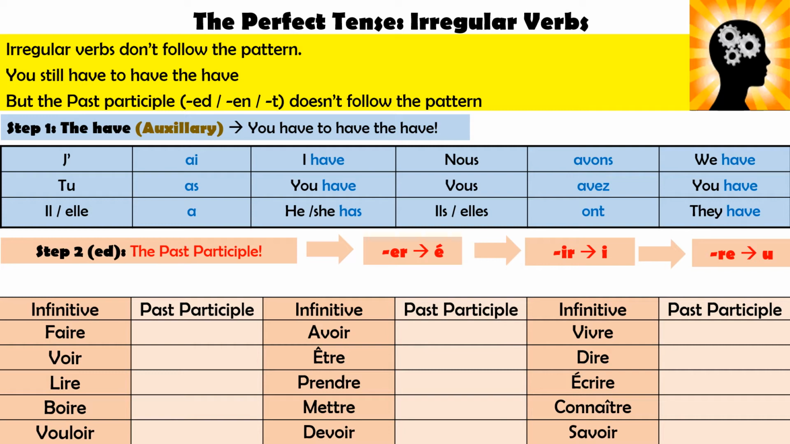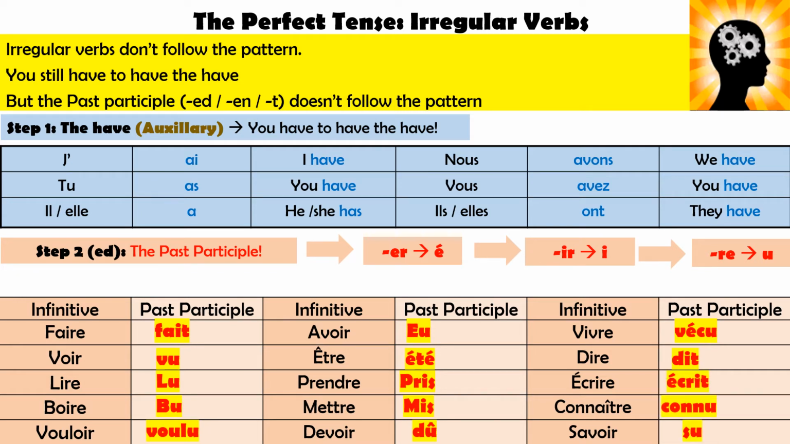Key stage 3, you'll be fine with the first 7, but for key stage 4, you need to know all of these verbs and their past participles. Think that's hard? Watch this, it's easy. It goes fait, vu, lu, bu, voulu, été, pris, mis, dû, vécu, funny one that, dit, écrit, connu, su. Voilà.